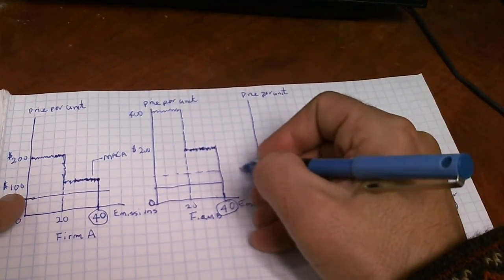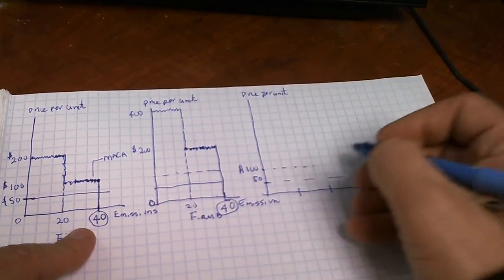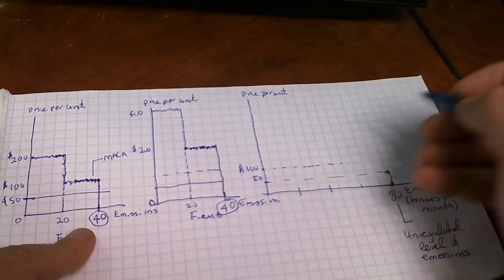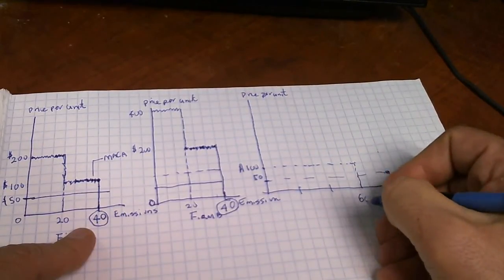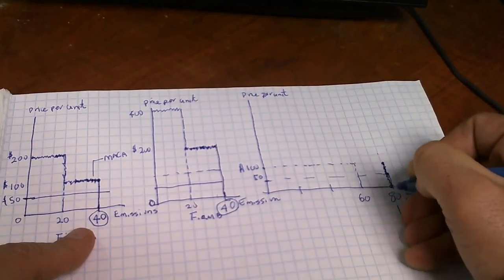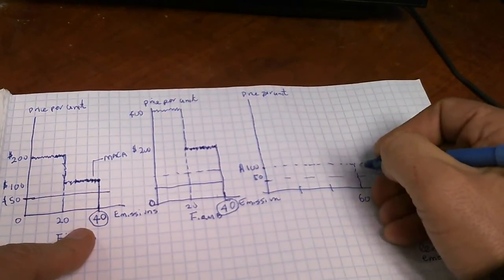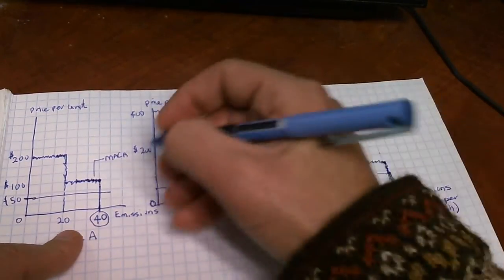So at $100, only this firm will bring down emissions by 20, so I will go to 60. So up to 100, nobody's reducing. But exactly at 100, firm A will reduce by 20, and firm B will not reduce at all.